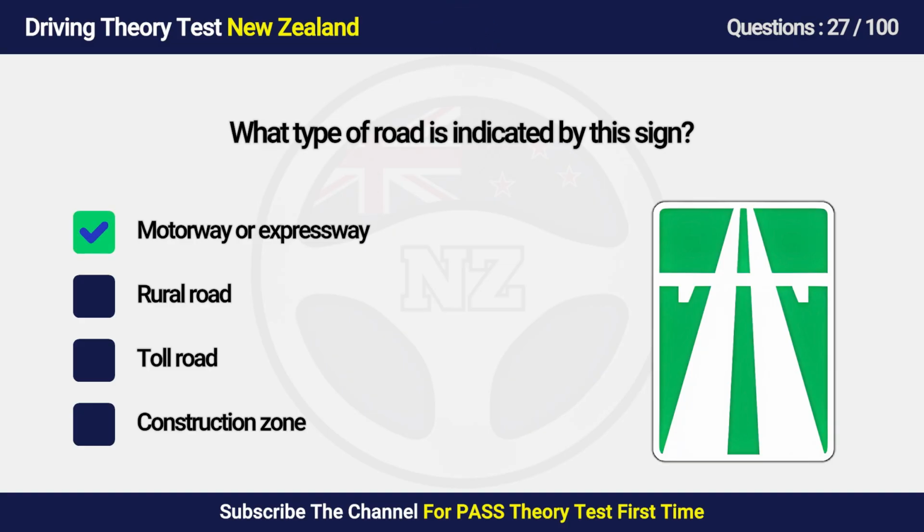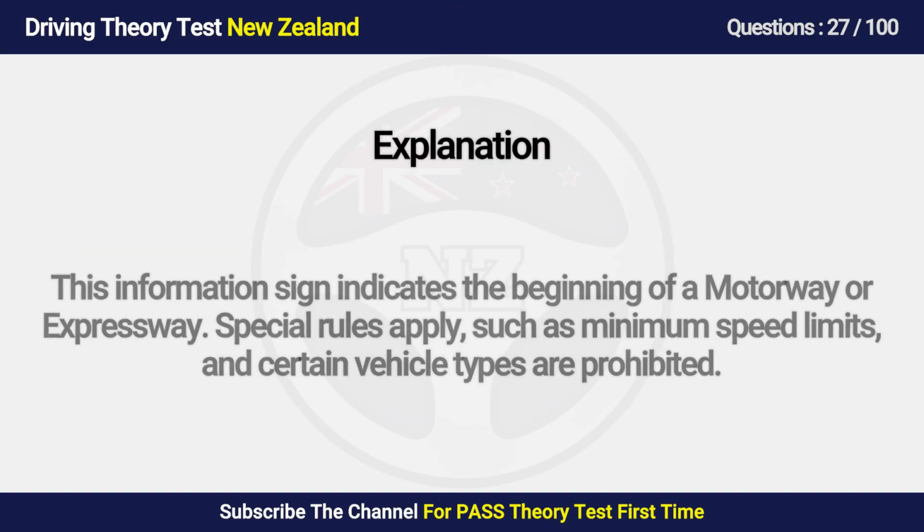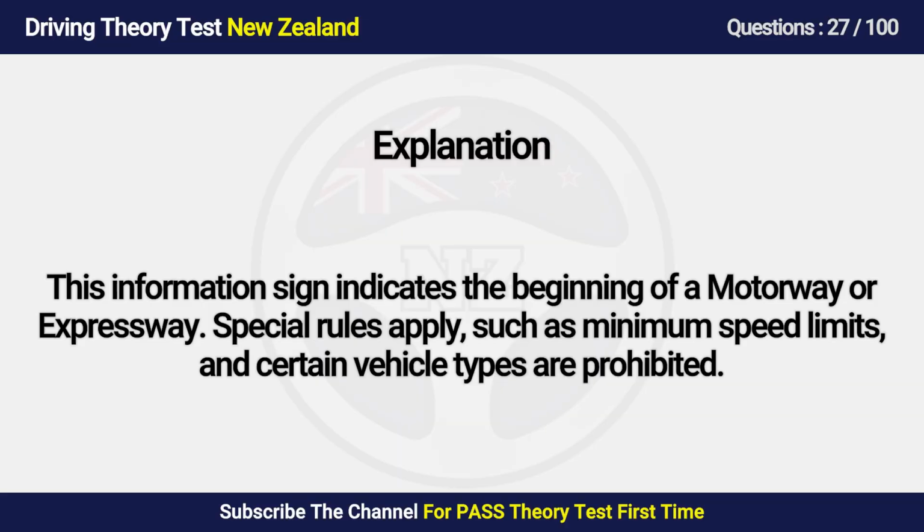Answers is A. Motorway or expressway. This information sign indicates the beginning of a motorway or expressway. Special rules apply, such as minimum speed limits and certain vehicle types are prohibited.